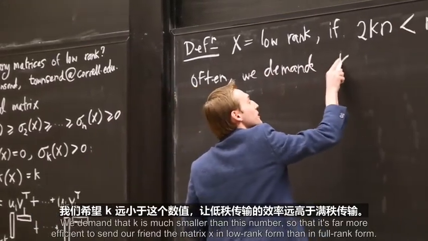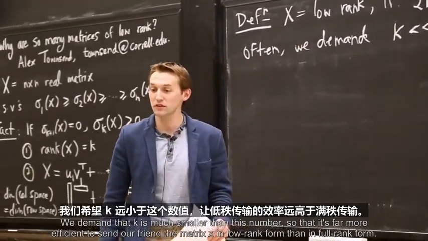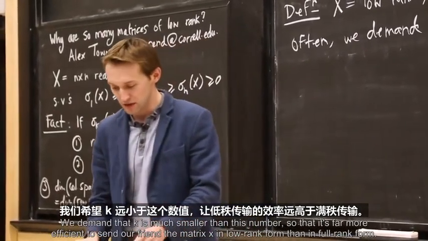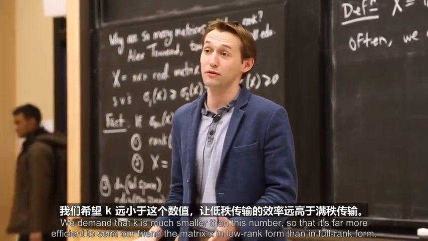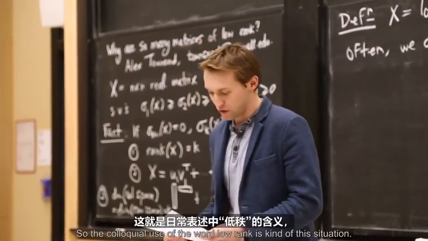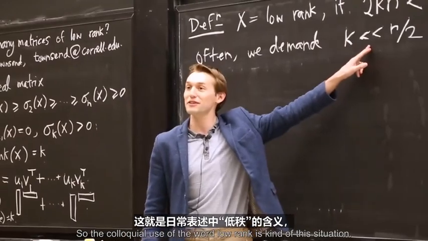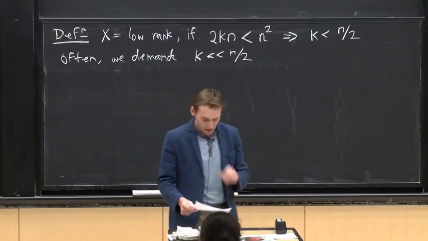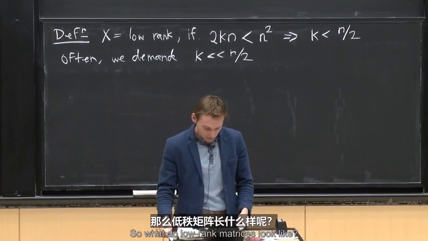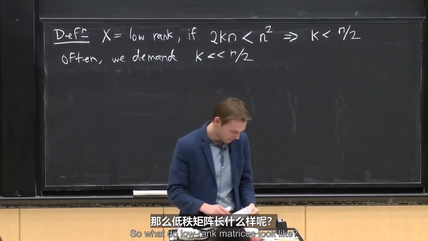We demand that k is much smaller than this number, so that it's far more efficient to send our friend the matrix X in low rank form than in full rank form. Okay? So the colloquial use of the word low rank is kind of this situation, but this is the strict definition of it.